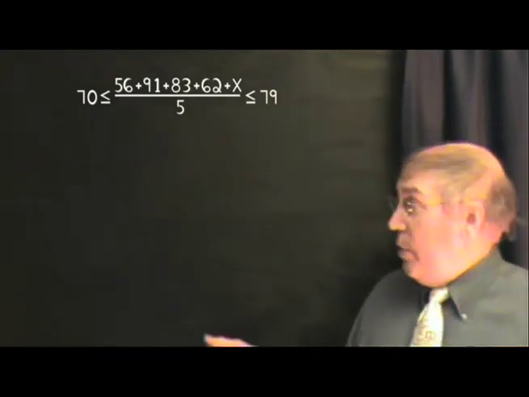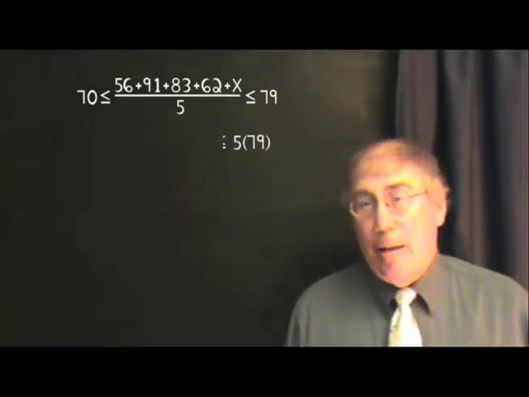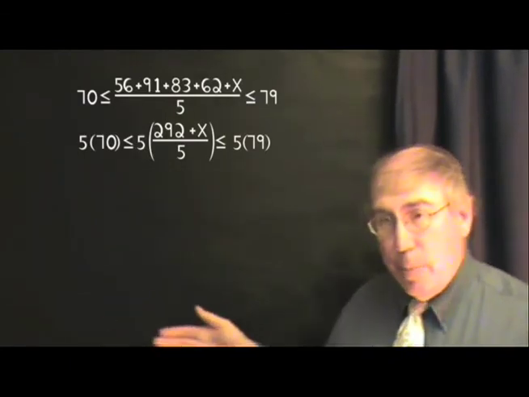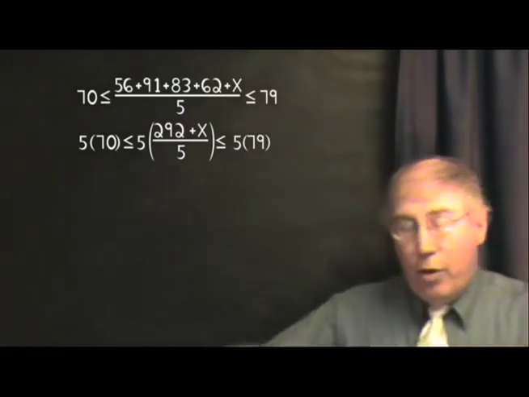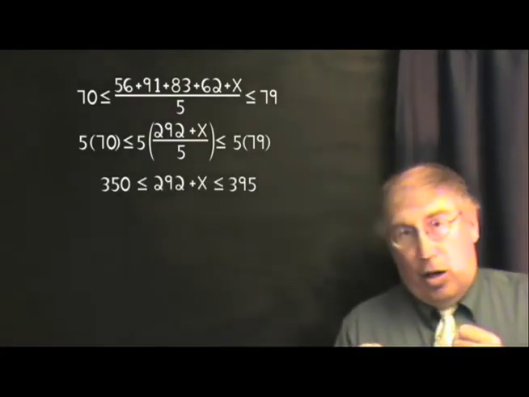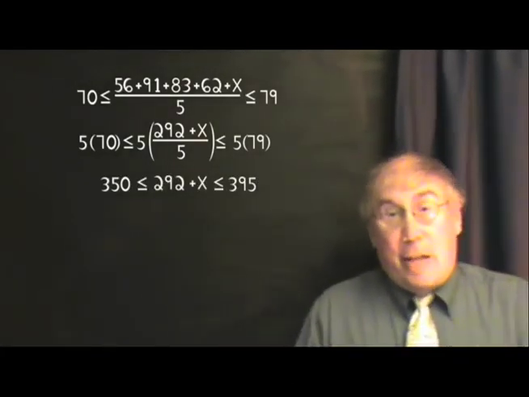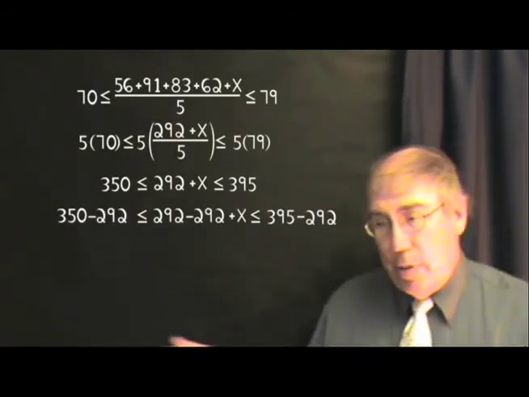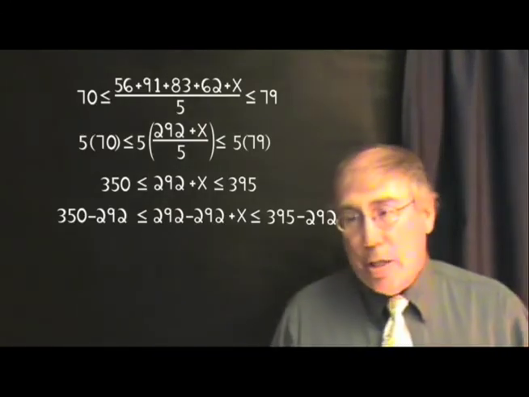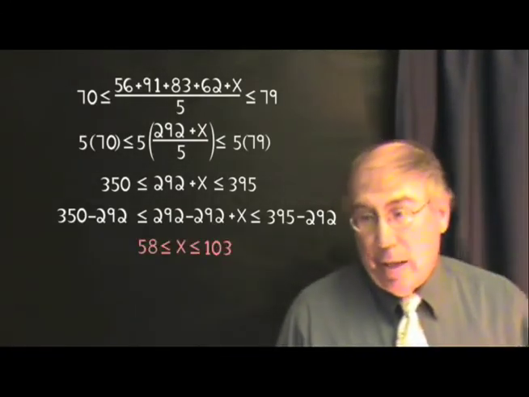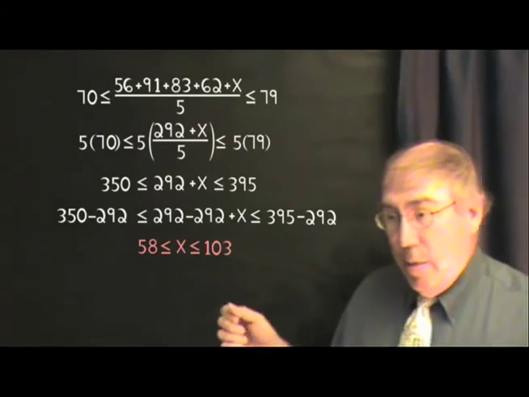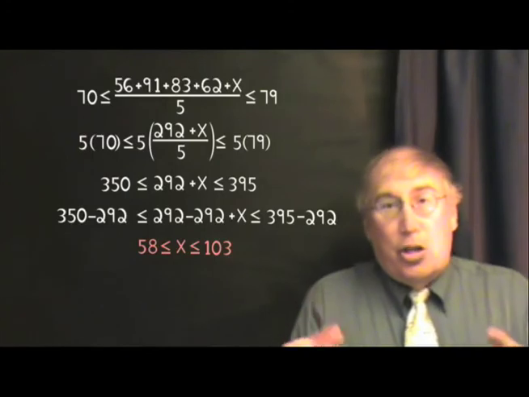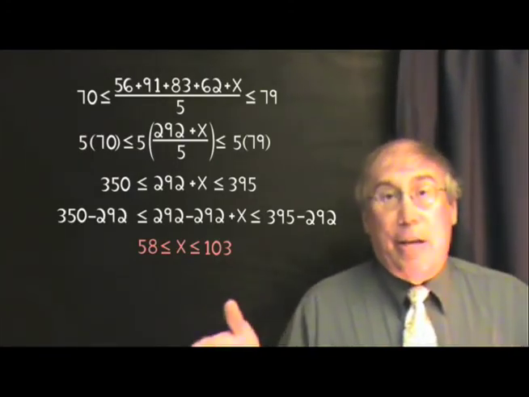So first thing we can do is we can go ahead and multiply each section by 5 to try and simplify it a little bit. Now we're looking for an x such that when we take the average will fall in the 70 to 79 range. So we're working this down. We subtract 292 from both sides, and we're going to land up with x is between 58 and 103. We have to get a score in that range to get an average that's in the range of 70 to 79.